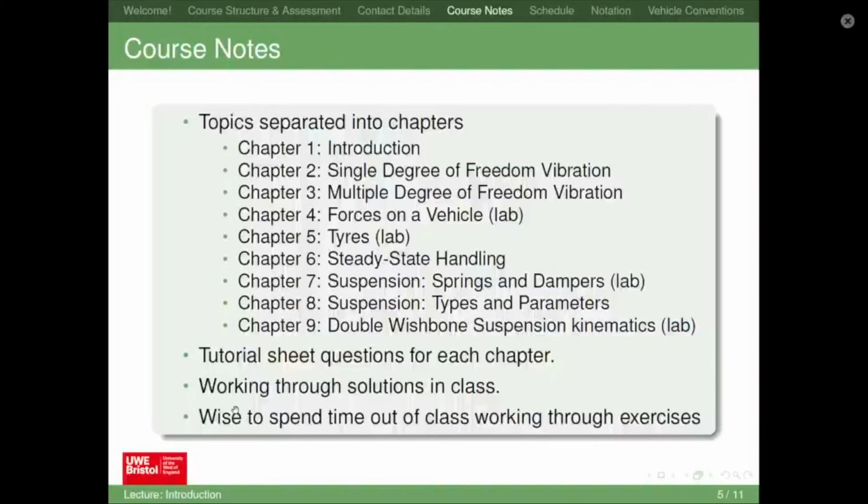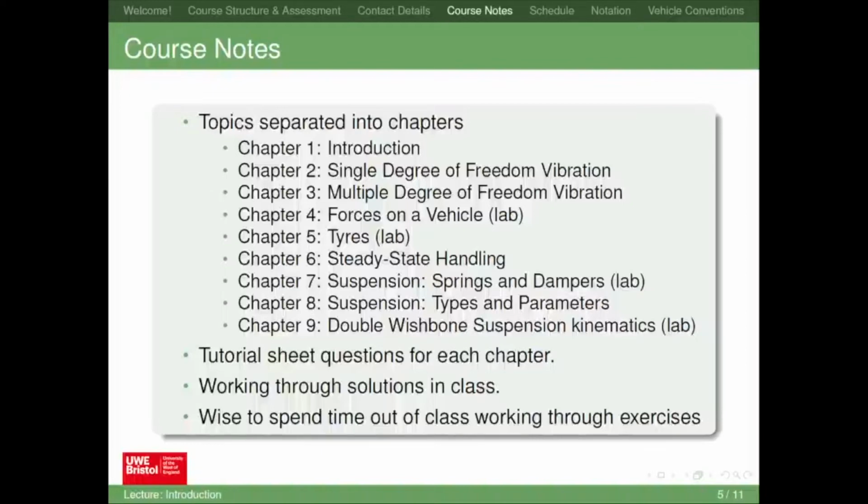Clearly, it's a 15 credit module over one semester, normally 150 hours of your own time. 36 of that will be contact time, and outside of that time there should be a focus on independent study. So during that time, it's wise to spend a bit of time going through some of the exercises at the end of the chapters. There are lots of exercises, and all the solutions are available as well.